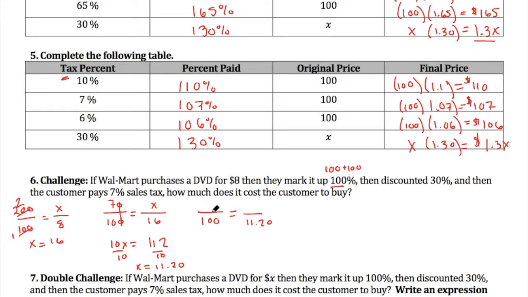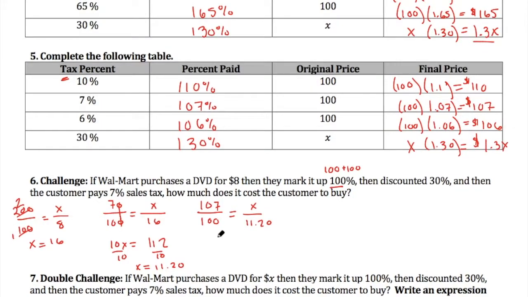What's going to be the percentage that we're going to pay after that tax? We're going to pay 107 because 7% is over that 100% that we're paying, and we're looking for X here. So 107 times 100 times X is 100X, and 107 times 1120 is 1,198. We divide both sides by 100, and we get that X is equal to $11.98.